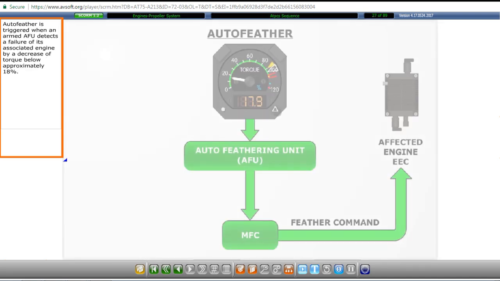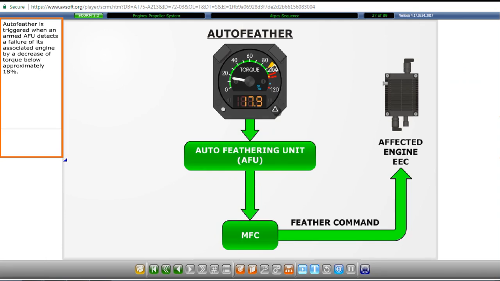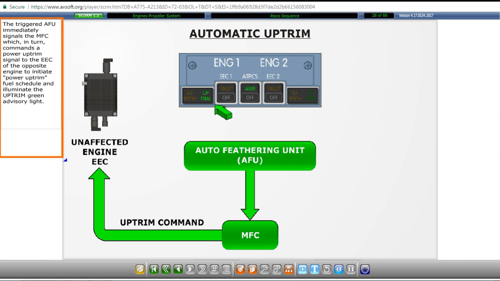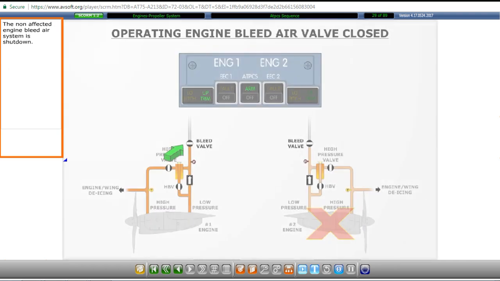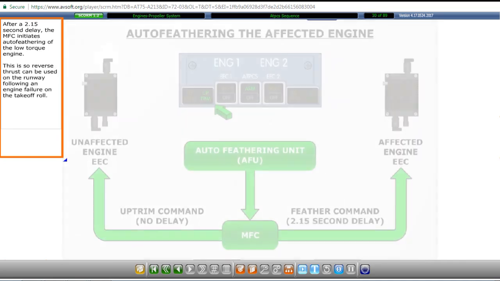Auto feather is triggered when an armed AFU detects a failure of its associated engine by a decrease of torque below approximately 18%. The triggered AFU immediately signals the multifunction computer, which, in turn, commands a power uptrim signal to the EEC of the opposite engine to initiate power uptrim fuel schedule and illuminate the uptrim green advisory light. The non-affected engine bleed air system is shut down.